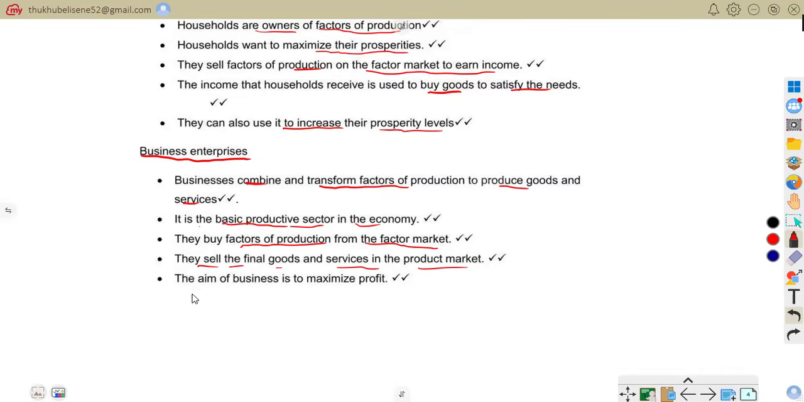The aim of business is to maximize profit. So businesses try to earn more revenue than costs. So let us move on.